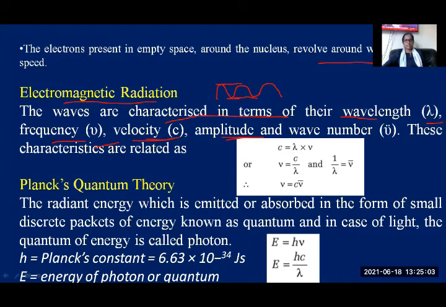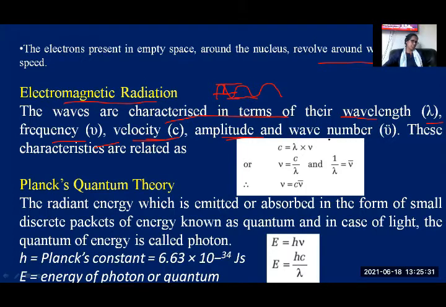Its unit is hertz, cycles per second. It is also called hertz. And velocity, you are well aware of, you come across it in physics. And then amplitude means the distance from the mean position. The highest distance from the mean position is called the amplitude.